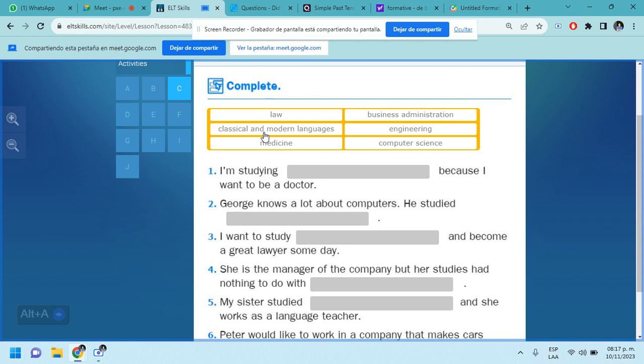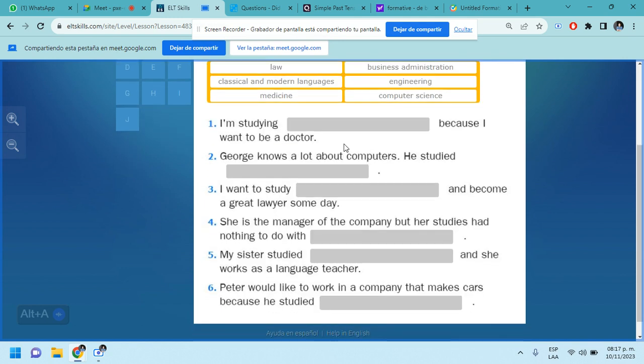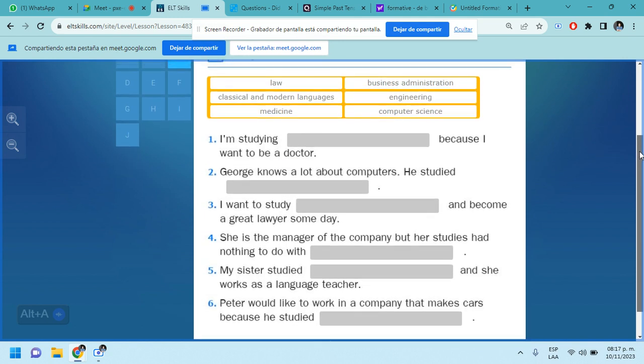Let's talk a little about university, your degree, okay? This is a vocabulary, okay? Please, open your microphones. Repeat this. Law.